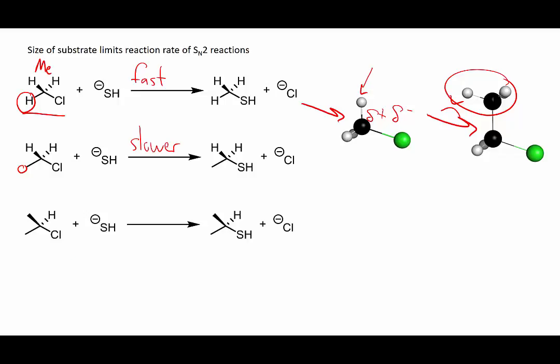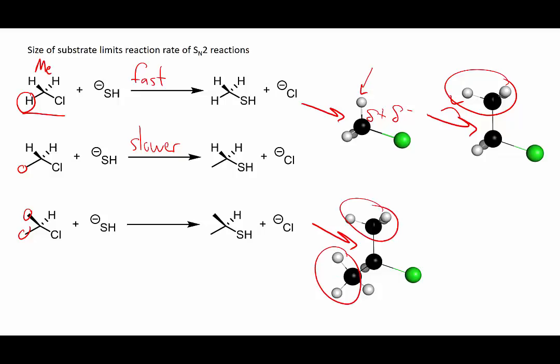What if we replace two hydrogen atoms with methyl groups? Again, let's take a look at the ball and stick model. There's even less space now. So if we're approaching from the backside, we have steric clashes from this methyl group and this methyl group. This reaction, where you have a secondary substrate, will be the slowest.